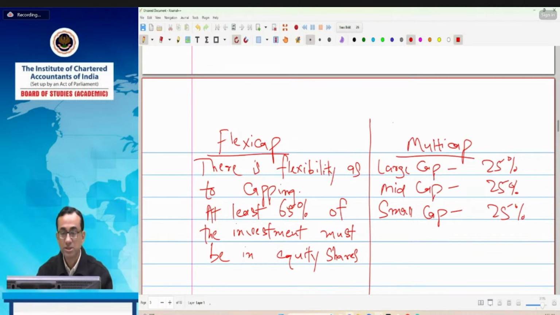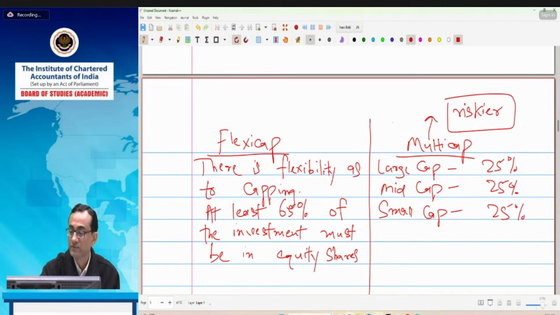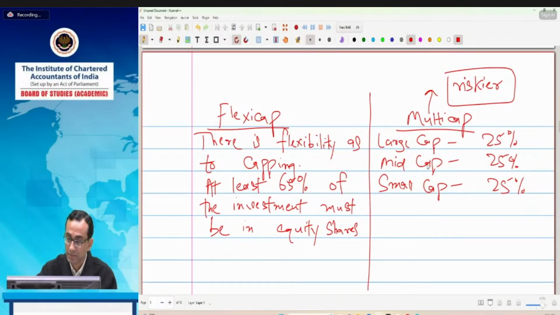But my question is, which one is riskier? That is, is multi-cap more risky or flexi cap more risky? On the basis of capping, multi-cap seems to be riskier. The reason is that 25% must be in small cap and 25% must be in mid cap. So it is generally considered comparatively riskier in relation to flexi cap. So this is the difference between flexi cap and multi cap.